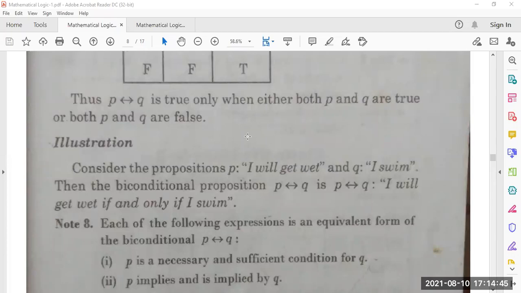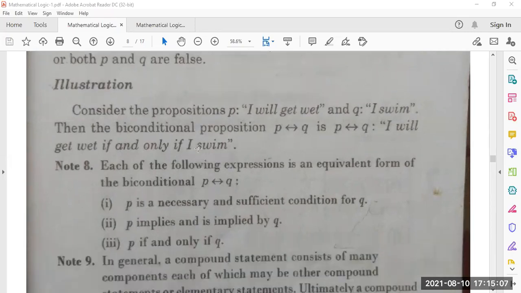Which book do you follow? Did you follow any book for discrete mathematics? Did you follow any kind of book? You are not following any book for mathematics.